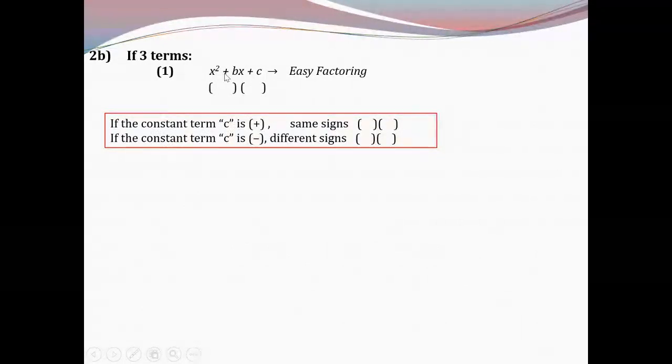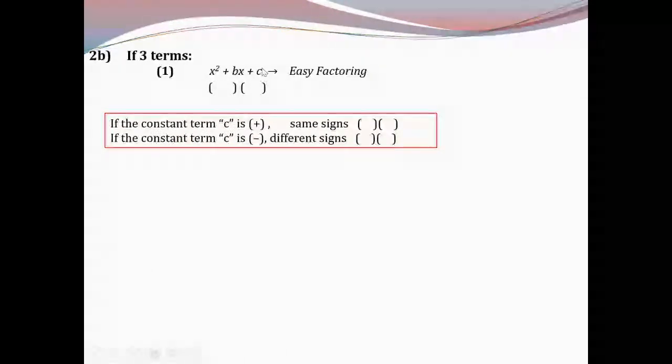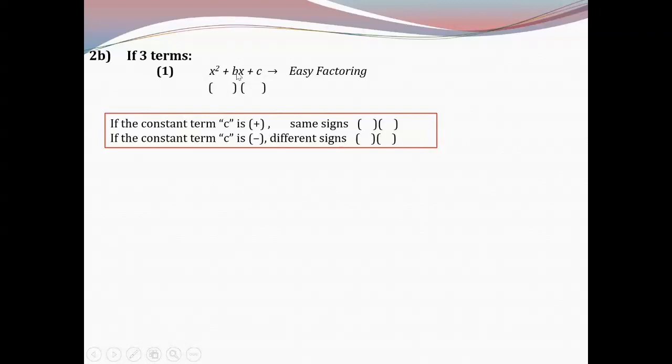You have x squared plus bx plus c. The c is called the constant term, and this is called my bx term. So I want you guys to always focus on the constant term. Here we go. If the constant term c is positive, the signs are going to be the same. These will be the same signs inside the binomials. If the constant term c is negative, you can have different signs. So there'll be different signs here on the binomials. Okay, let's do this.